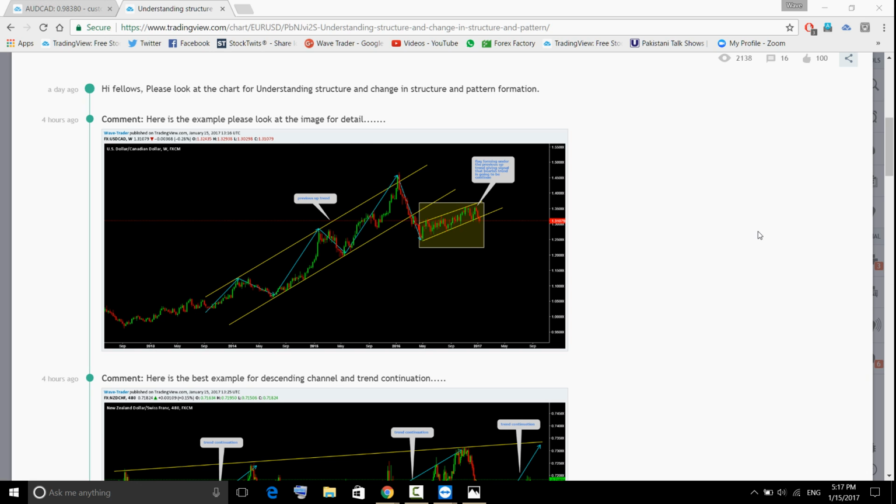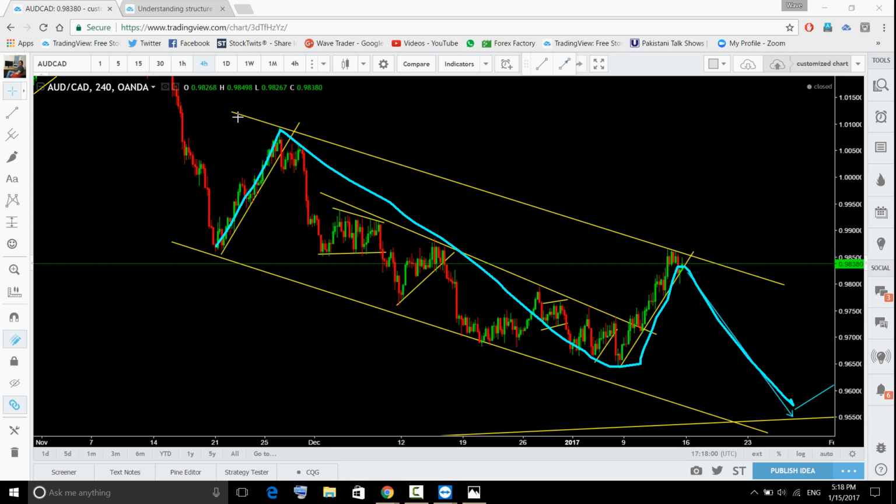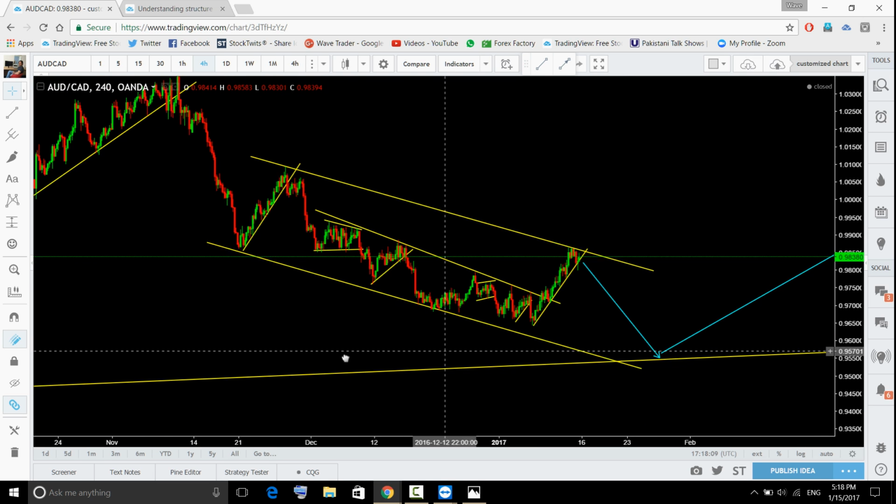So this pattern is forming under the previous structure. Same like that, we need to watch the formation here as well. So be careful when you are looking to sell. Here the reason is that price is forming this trend reversal channel, and this trend reversal channel is giving you a signal that price is going to reverse the previous trend.